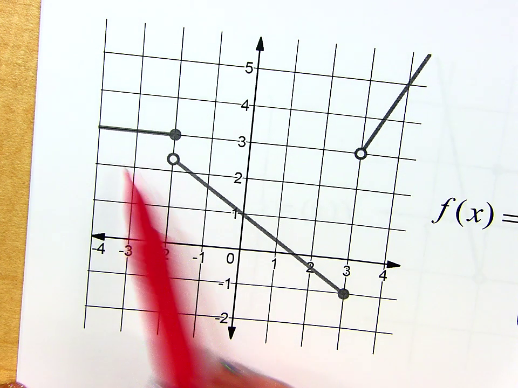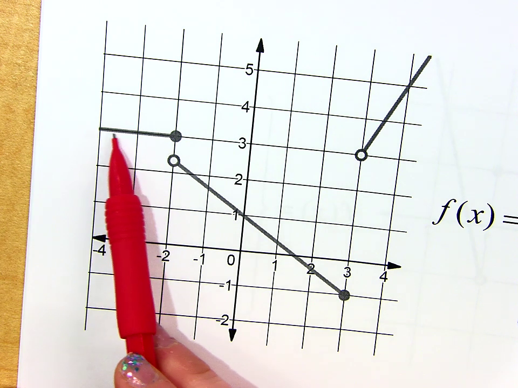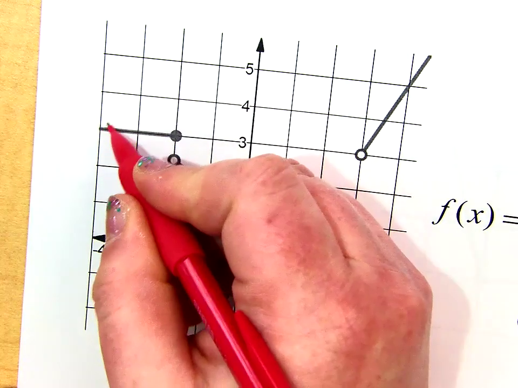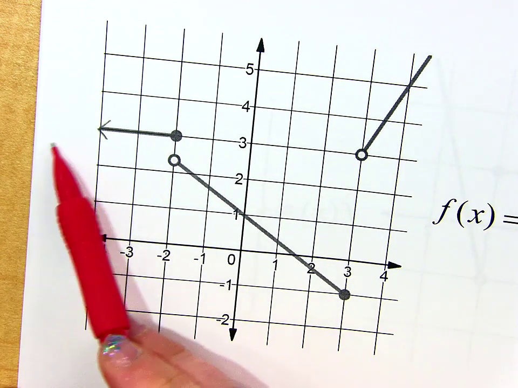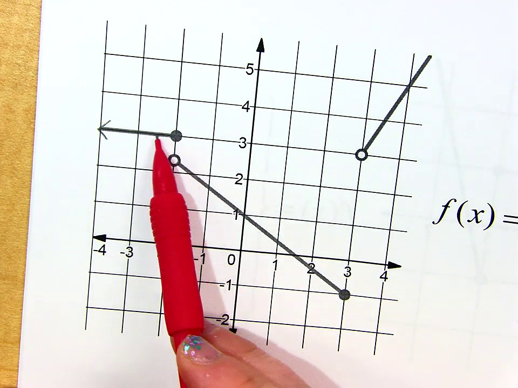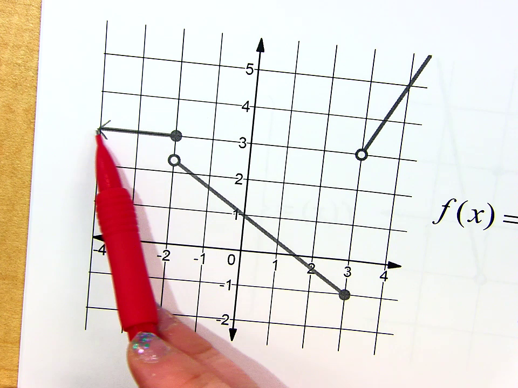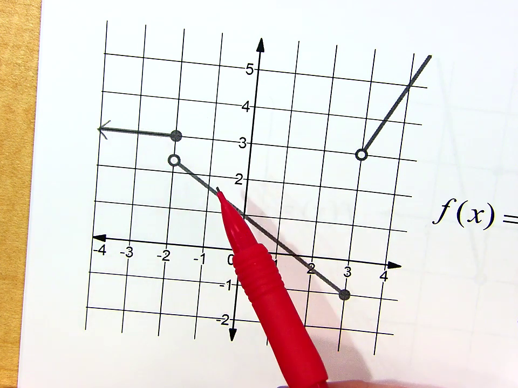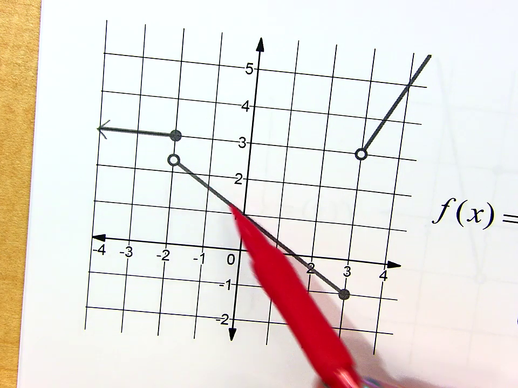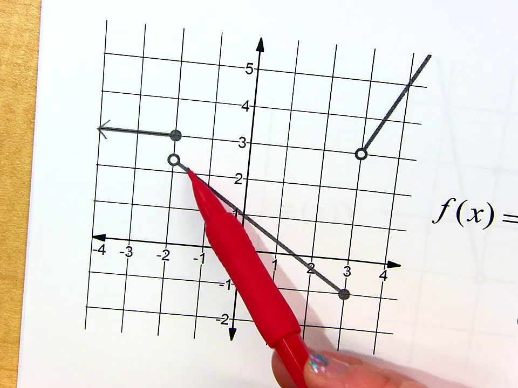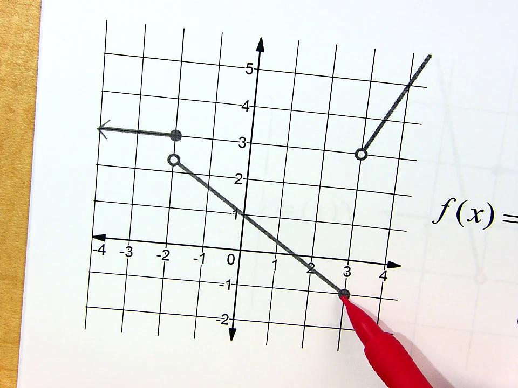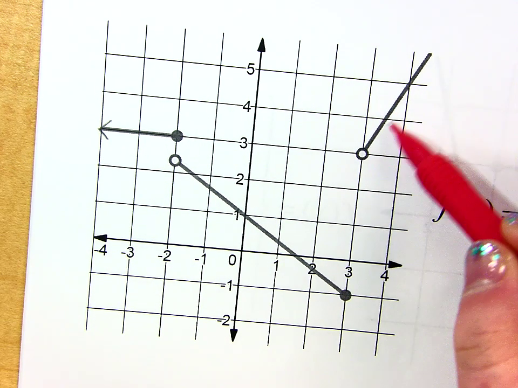So in this particular example, I have one function that's happening here. I'm assuming that goes on forever. From negative infinity up until negative 2, my function follows this path. But then, once I go past negative 2 all the way up to 3, now I'm following along this path. And then, once I go past 3, I'm following along this path.